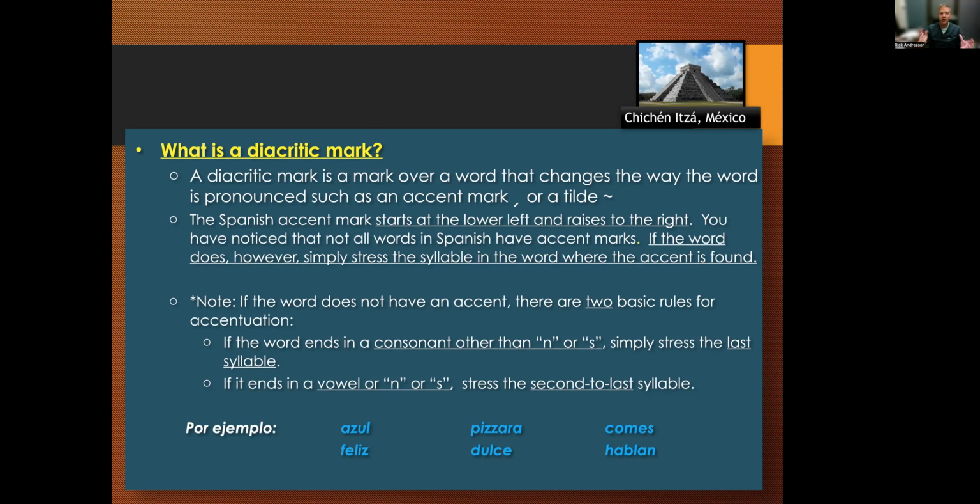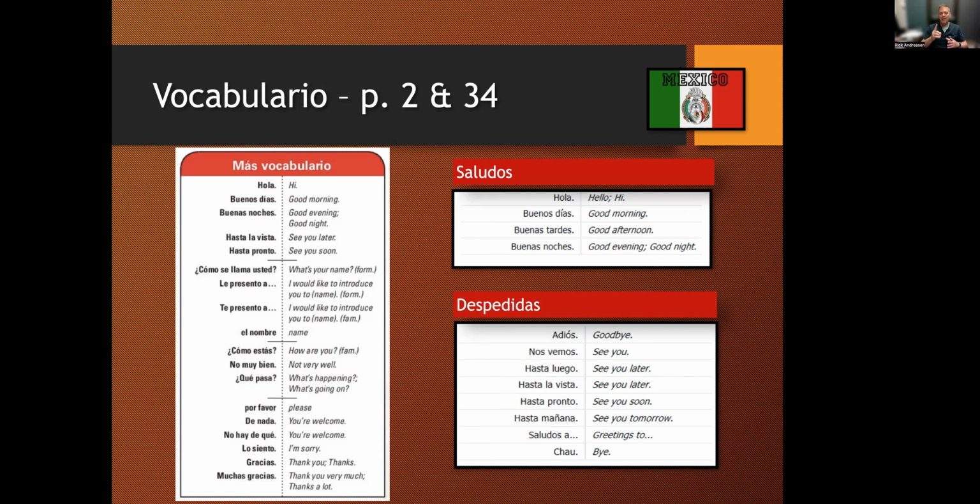El nombre means somebody's name. ¿Cómo estás? Again, we have a word that ends in S, and so we're breaking that rule. Normally, with a word that ends in S, we're going to accent the second to the last syllable, but we've got a written accent there, which breaks that rule and puts the accent where the accent is. So, ¿cómo estás?